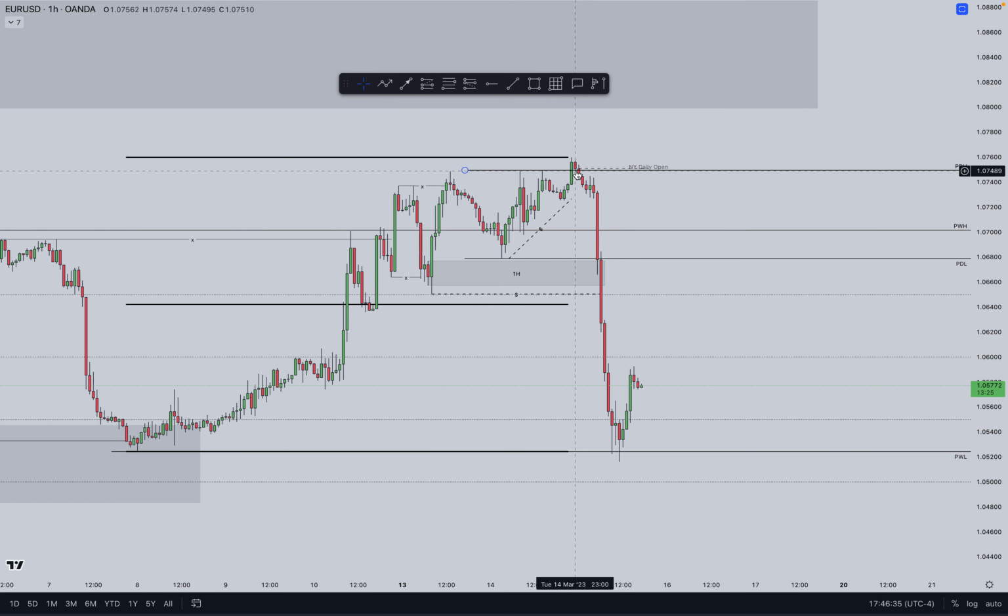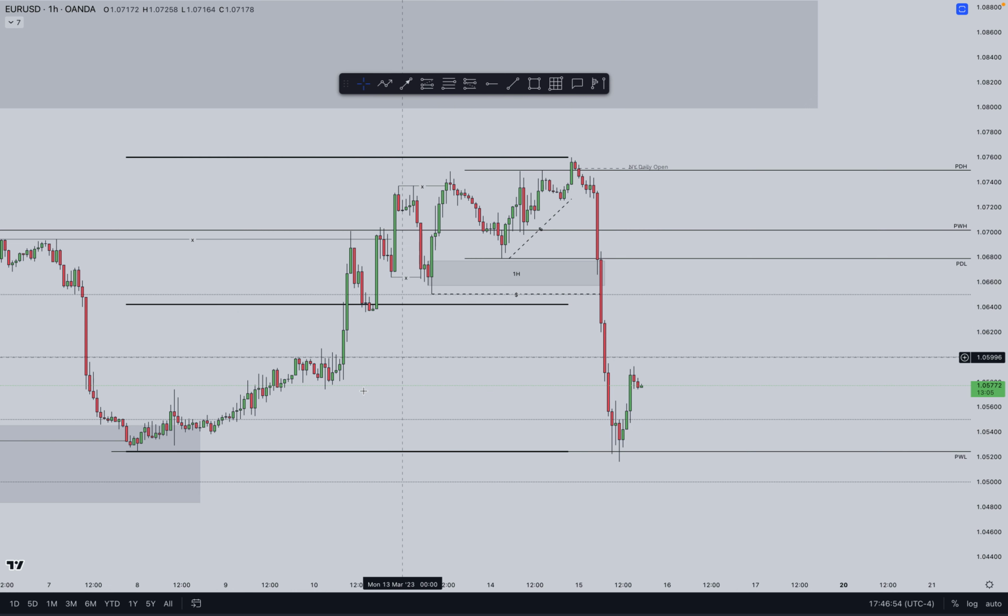So anyway, we've come down aggressively, taken all of this sell side, disrespected this completely. I was hoping this would be the sell side target, and this would be enough to give us what we wanted to go long again, but it wasn't.